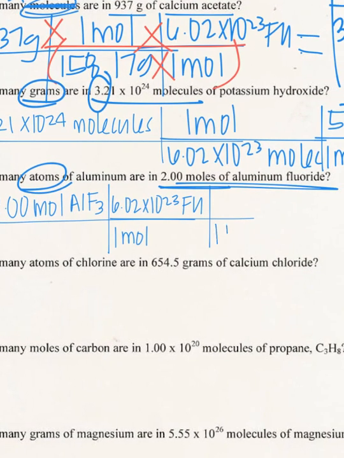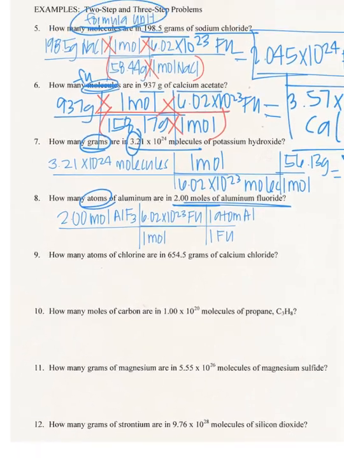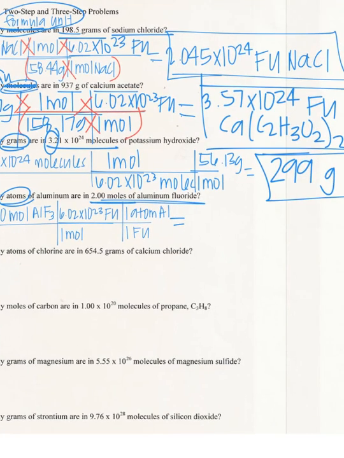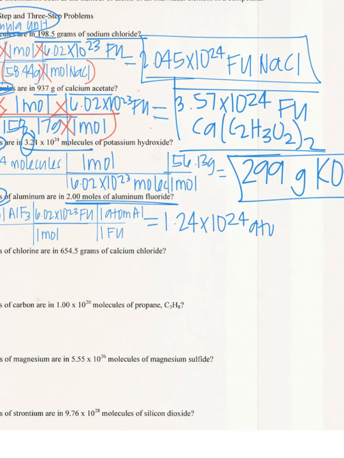In 1 formula unit of aluminum fluoride, I have 1 atom of aluminum. Okay, and that's it, because now I'm in atoms of aluminum. So again, multiply across the top. Don't have to divide by the bottom because it's all ones. So when I do that, I get 1.24 times 10 to the 24th. And that's atoms of aluminum.